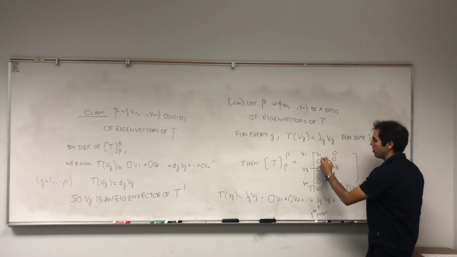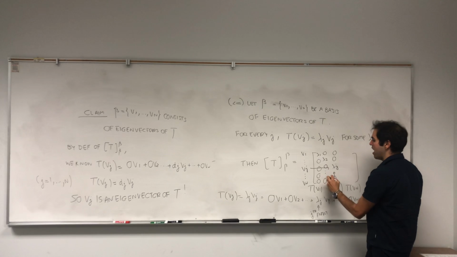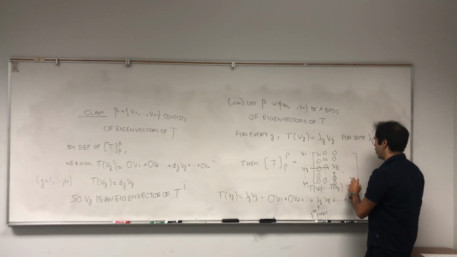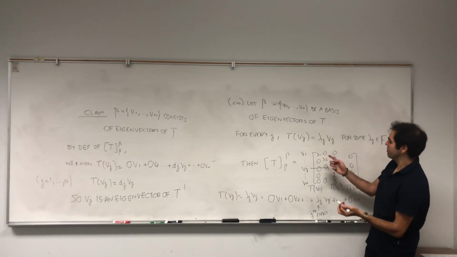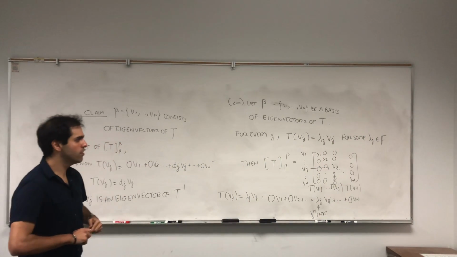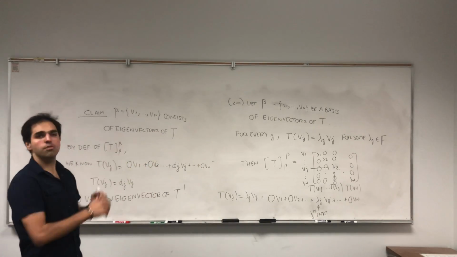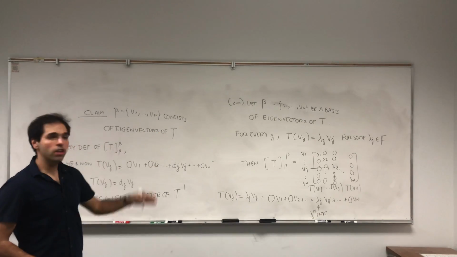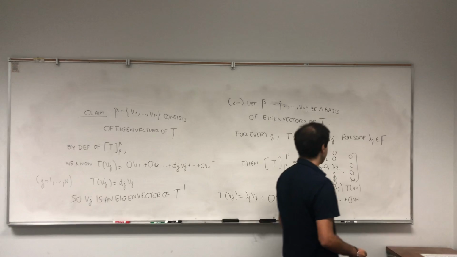So in particular, for T of V1, the first entry is lambda 1. Everything else is 0. For T of V2, the second entry is lambda 2. Everything else is 0, and up to lambda n, where everything is 0 up to the last one. So what do we know? The matrix of T with respect to this basis is precisely diagonal, with the diagonal entries being the eigenvalues.